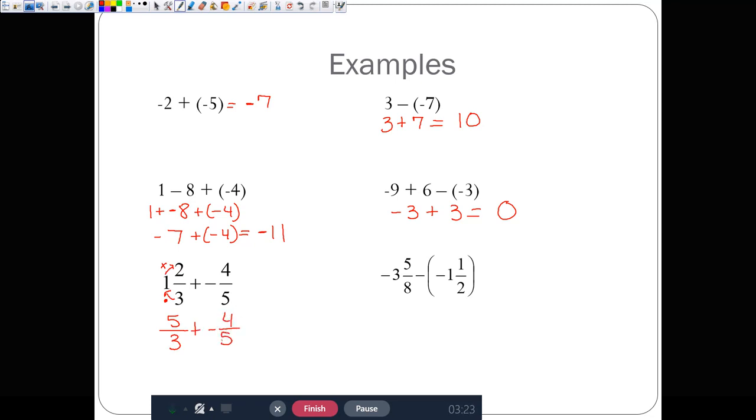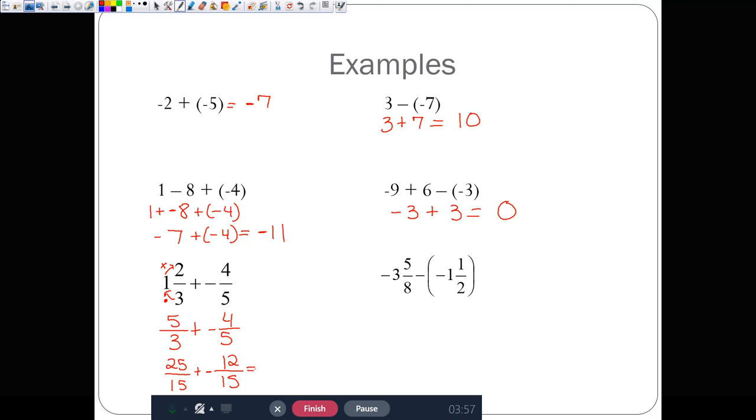Okay, in order to add fractions, you have to have a common denominator. So I have to find a common denominator of 3 and 5, and that would be 15. So what number do we multiply 3 by to get to 15? 5. So 5 times 5 is 25. What number do we multiply 5 by to get to 15? 3. So what's 4 times 3? 12. Okay, now we're going to follow our addition rule.